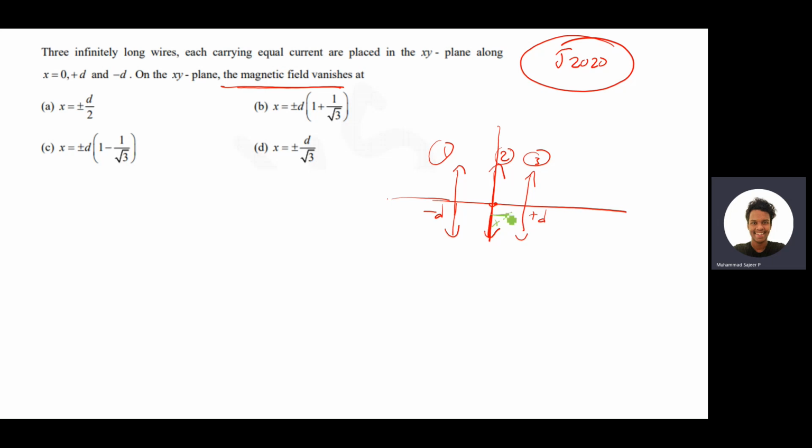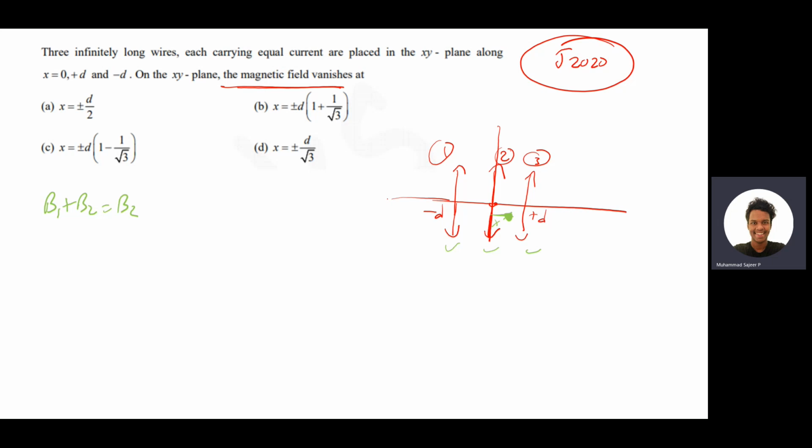At this point, I will find the magnetic field due to this wire, this wire, and this wire. The magnetic field should vanish. So for example, the magnetic field of 1 plus 2 should be equal to 3. That is a simple equation, right? B1 plus B2 should be equal to B3. We usually use B to represent the magnetic field.